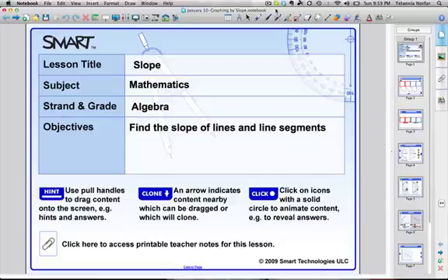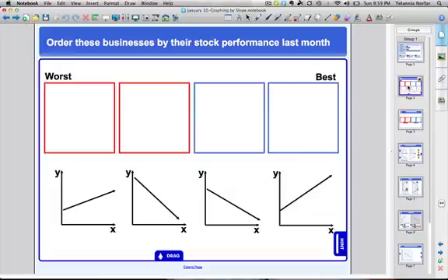Today we're going to look at slope, but in particular in relation to graphs. Let's get started. First, we're going to order these businesses by their stock performance last night. We're going to start with worst on this end, leading up to best.